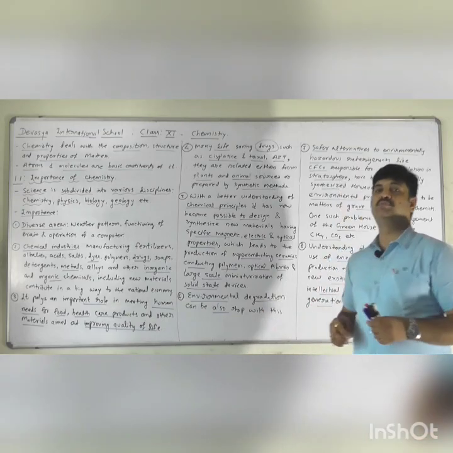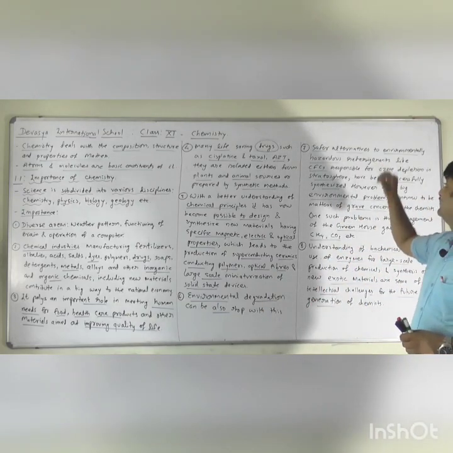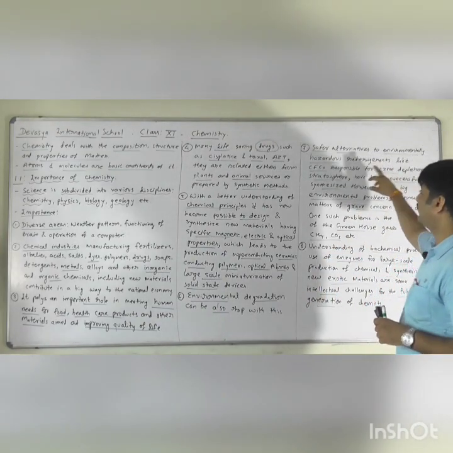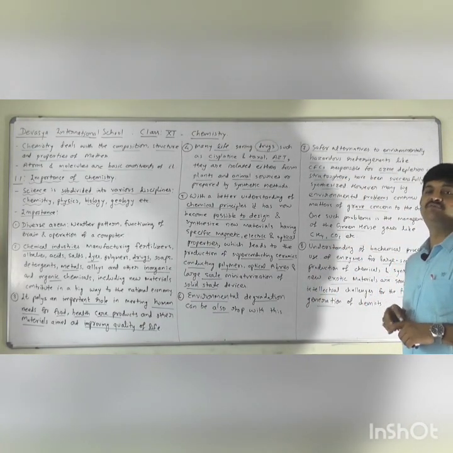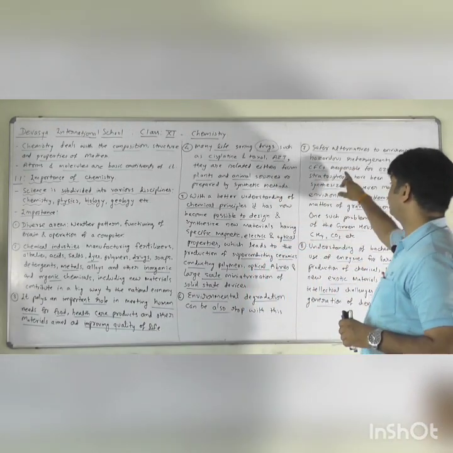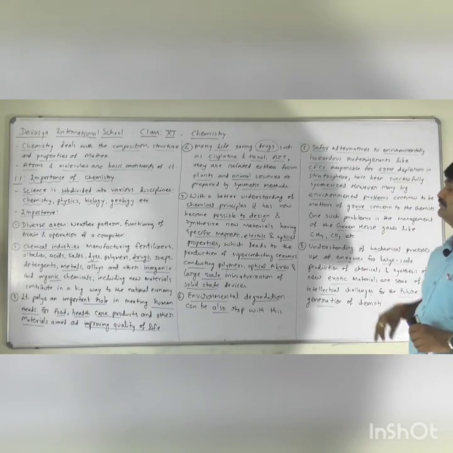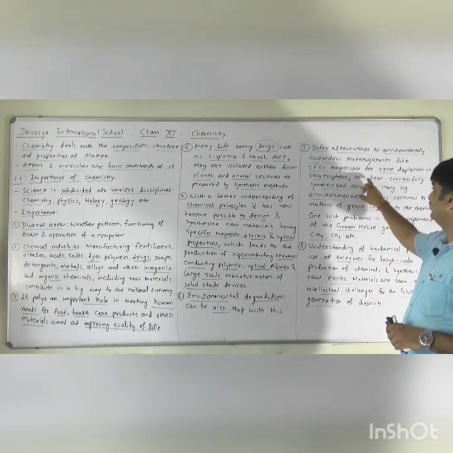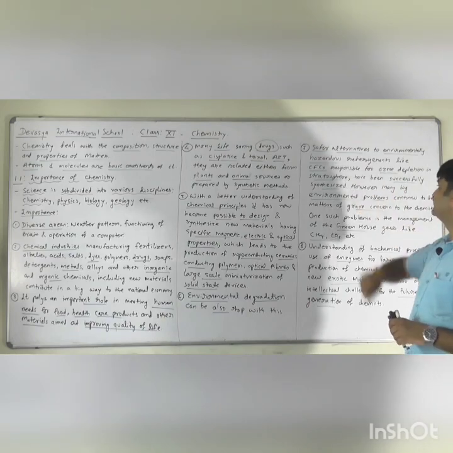Degrade मतलब to stop होता है. Then next one, safer alternative to environmental hazardous. The environmental hazardous में कौन आएगा? CFCs. Full form of CFCs is chlorofluorocarbons. Here means chlorofluorocarbon responsible for ozone depletion. आपने पहले पढ़ा हुआ है. Stratosphere have been successfully synthesized.